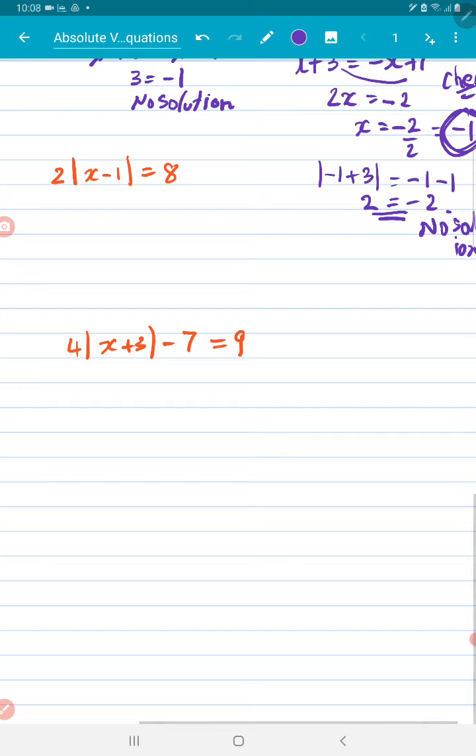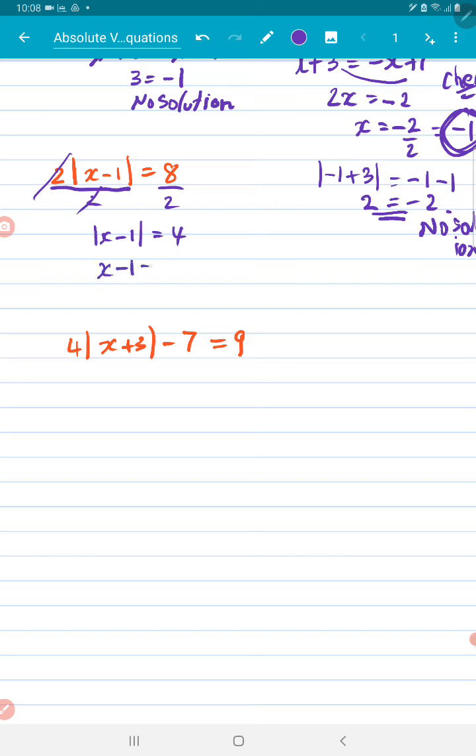So let's try this one. So you've got 2 on this side. So how about we just divide by 2 on both sides? So 2 on 2 will cancel. x minus 1 equals 4. Okay, so we have a simple case now. So the positive case, x minus 1 equals 4. So x will equal 5. And the negative case, x minus 1 equals negative 4. So x would equal negative 4 plus 1, negative 3, and put them in to check. And then you see if they're correct or not.